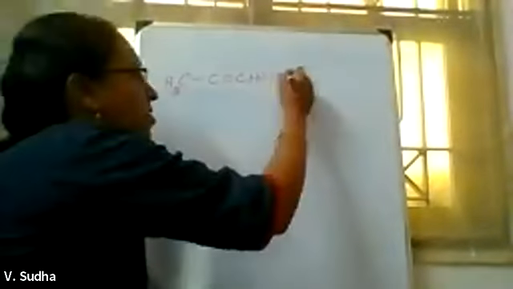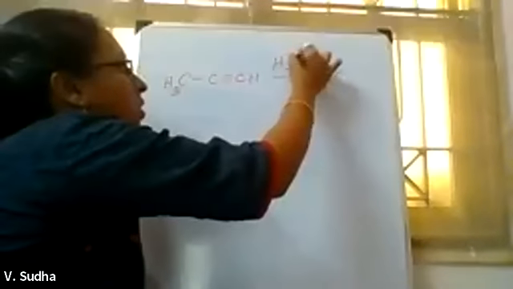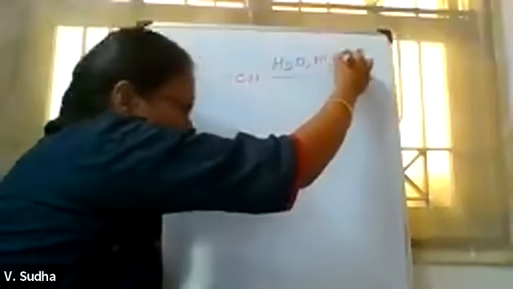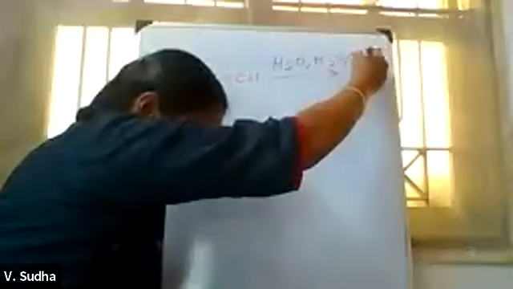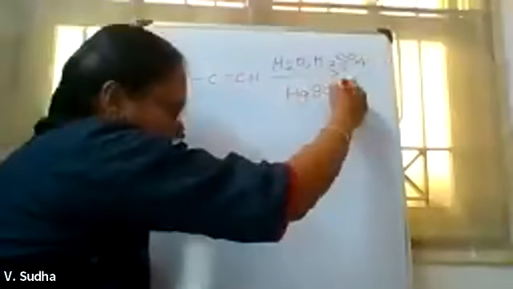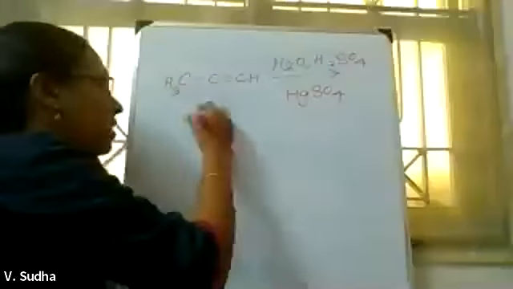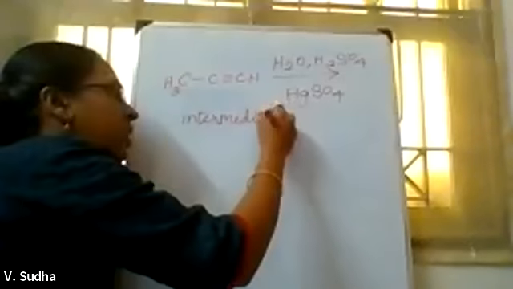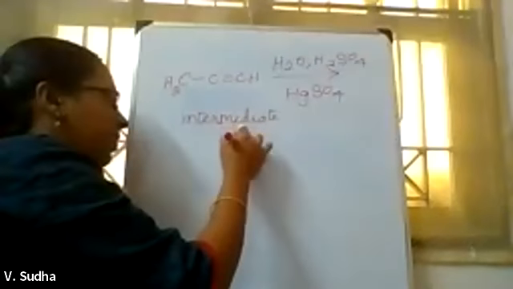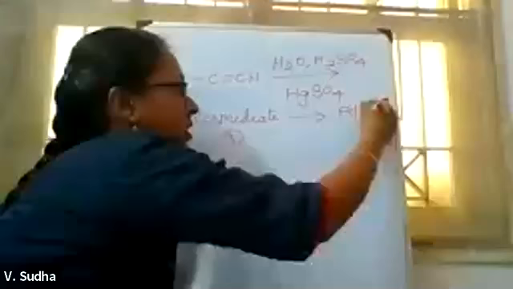CH3, C triple bond CH, H2SO4, HgSO4. Use an intermediate A, followed by product B.